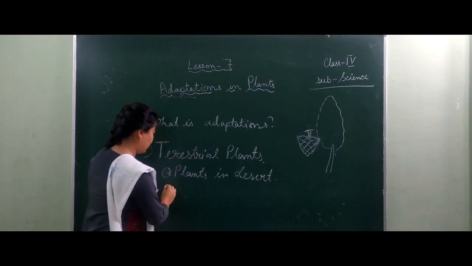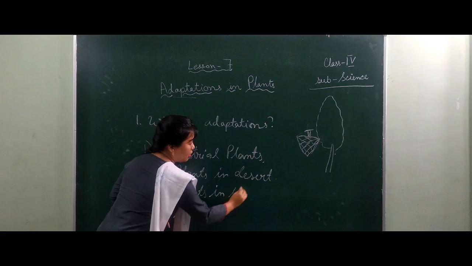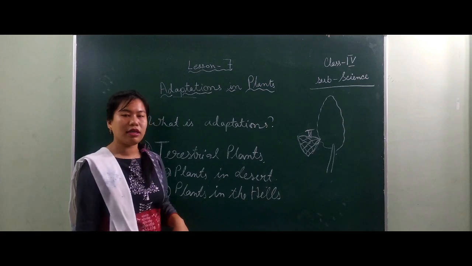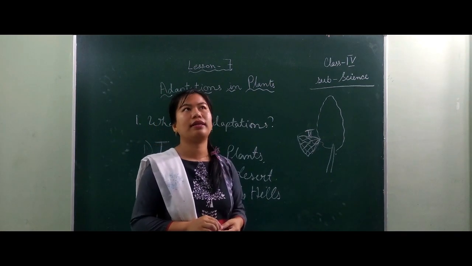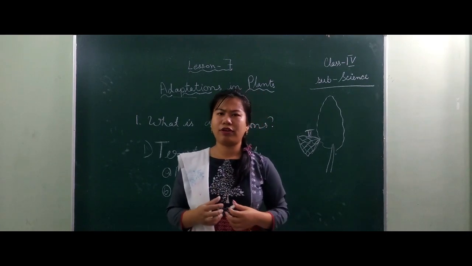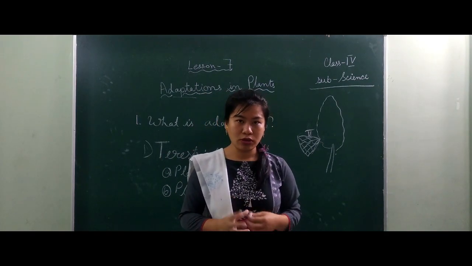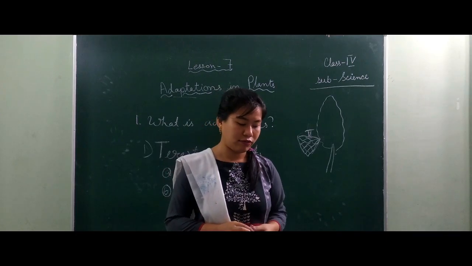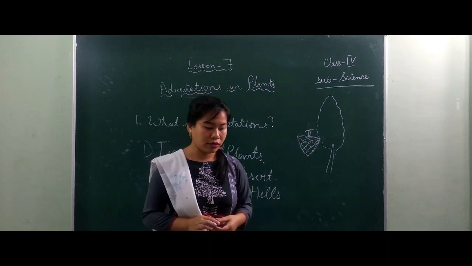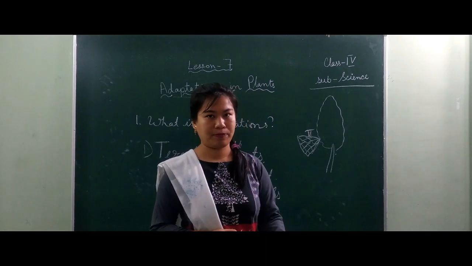So number B is plants in the hills. In places like Uttaranchal, Himachal Pradesh and Kashmir, the weather is very cold and sometimes they experience snowfall also. So the trees that grow there have to survive the cold and snow. They are usually tall and straight. Instead of flowers, they have cones, and are therefore called conifers.